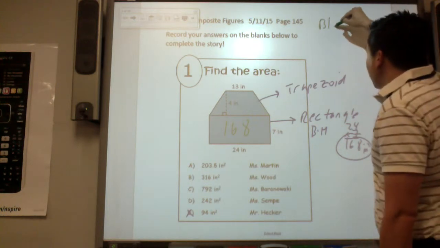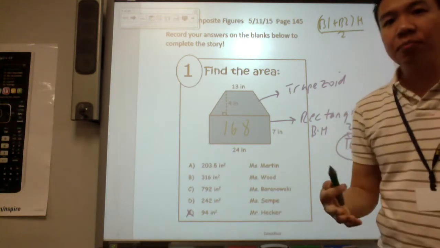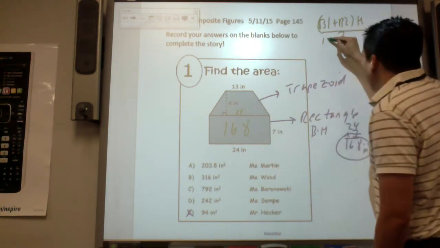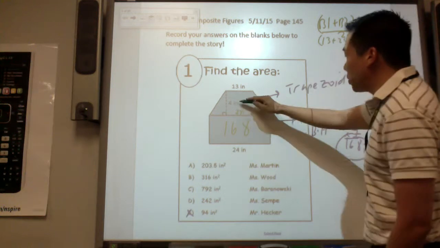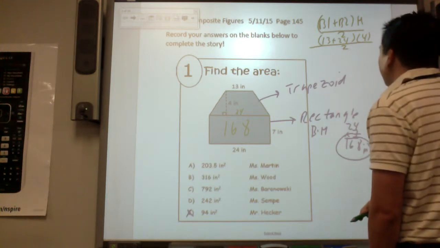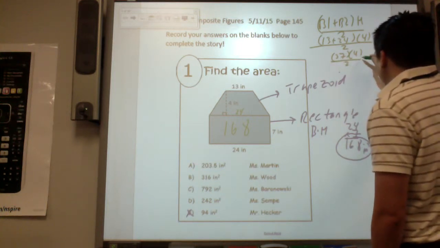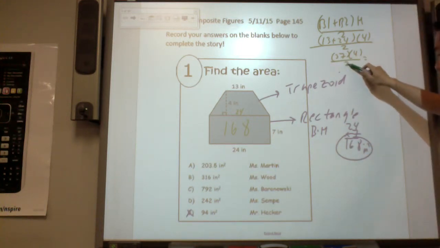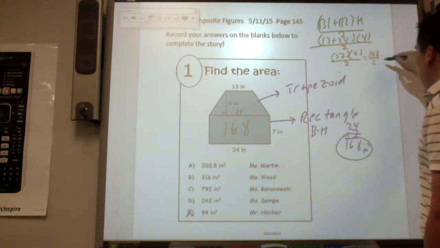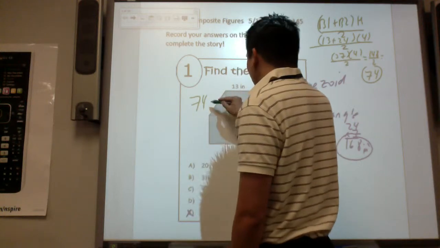The area of the trapezoid. To find the area of the trapezoid, remember you add the two bases, you multiply it by its height, and then you divide that sum by 2. So if you add up the two bases, this is 13, this base would be 24, 13 plus 24 is 37. Then you multiply it by its height of 4, then you divide by 2. You could do 4 divided by 2 is 2, or if you want to, you could do 37 times 4. That is 148. 148 divided by 2 is 74. So the area of the trapezoid is 74 square inches.